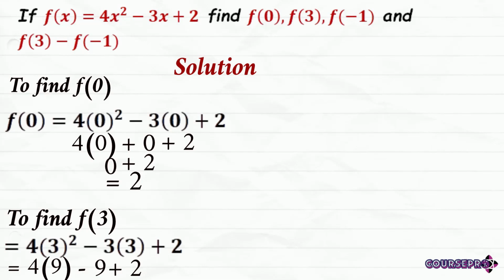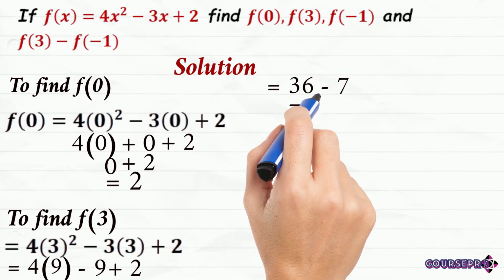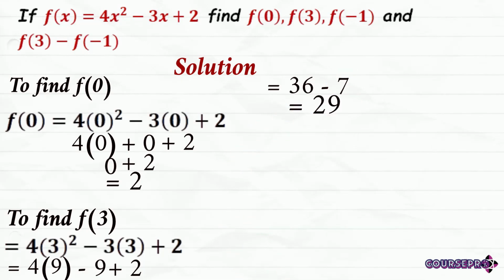And 4 times 9, we have 36. Minus 9 plus 2, we have minus 7. So we subtract 7 from 36, and we have 29. So our f of 3 is 29.